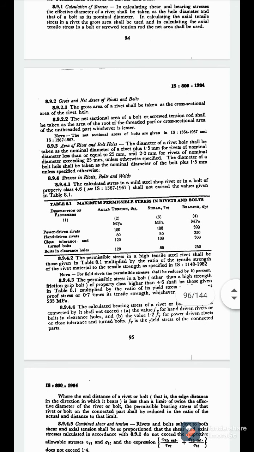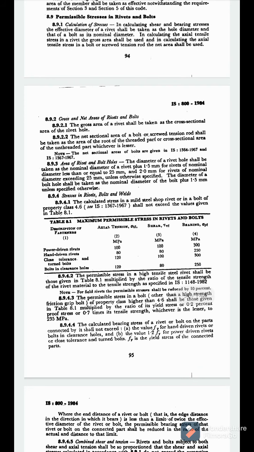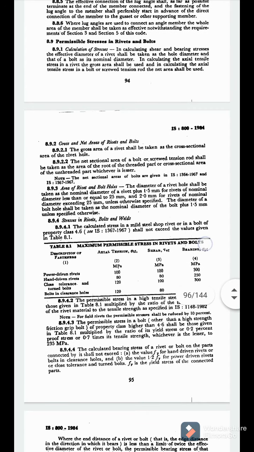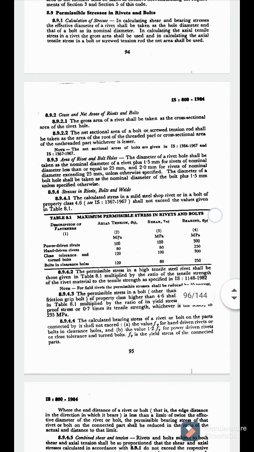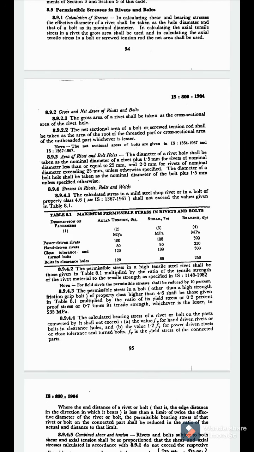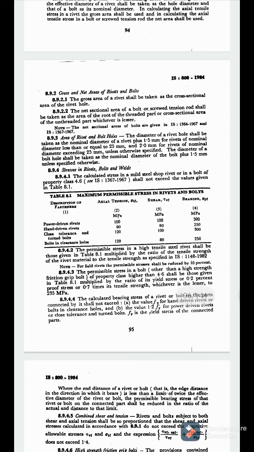Now shear for power driven, means machine riveting, is 100, and for hand driven rivets it is 80. Now bearing is 300 and for hand driven it is 250. Remember this, because sometimes it may not be given. Remember this shortcut: for power driven it is 100, 300 and for hand driven it is 80, 250.